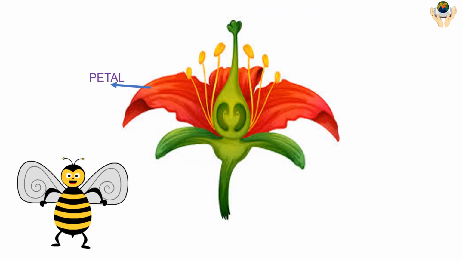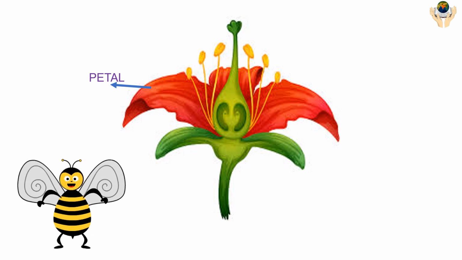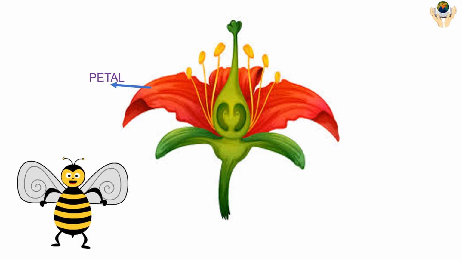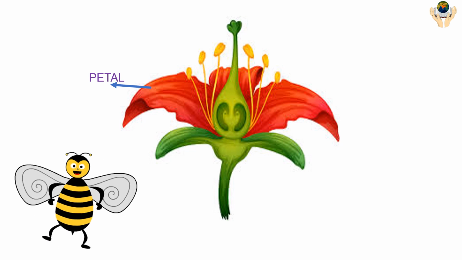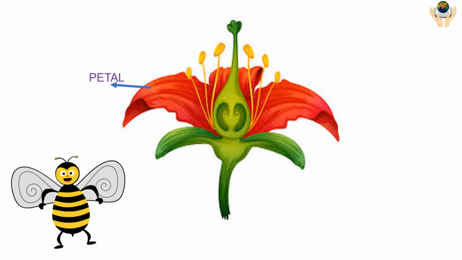Petals. This is the layer that lies just above the sepal layer. They are often bright in color as their main function is to attract pollinators such as insects, butterflies, etc. to the flower. The petals are collectively known as the corolla.